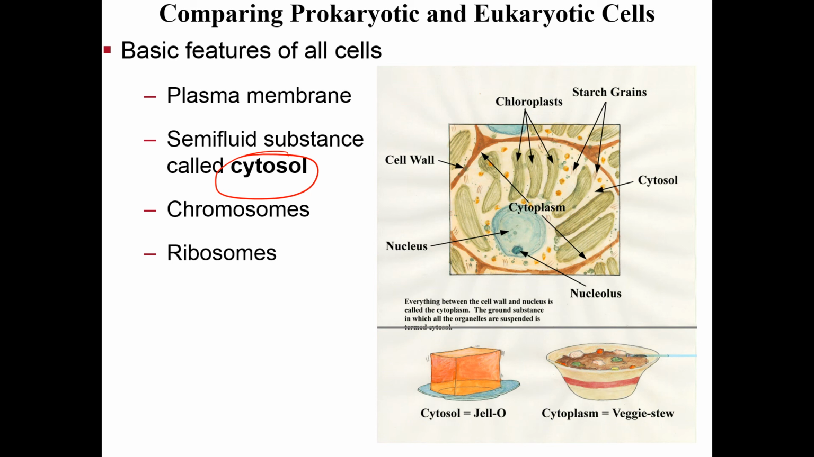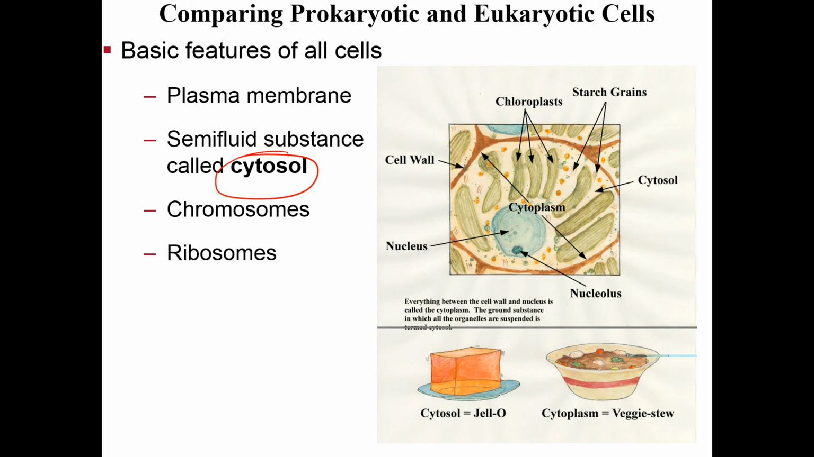Each of the noodles and the vegetables, all those things are internal structures. The broth of the soup is the cytosol. Both these things together make up the cytoplasm.